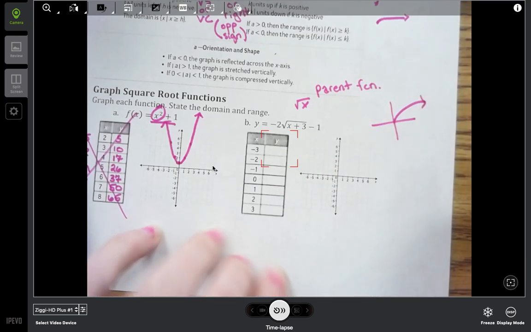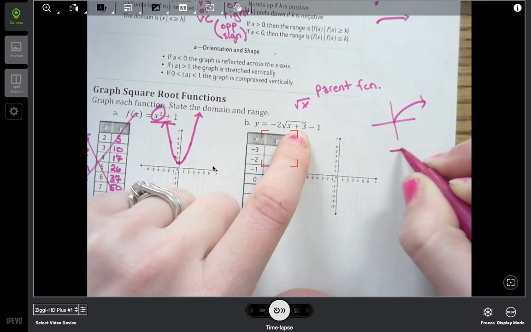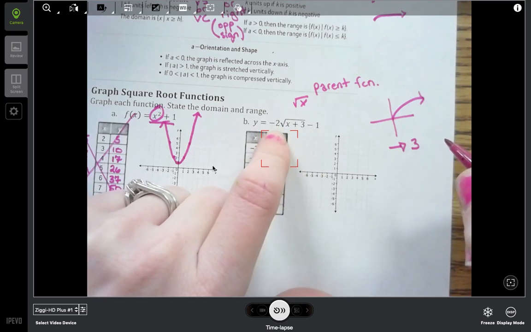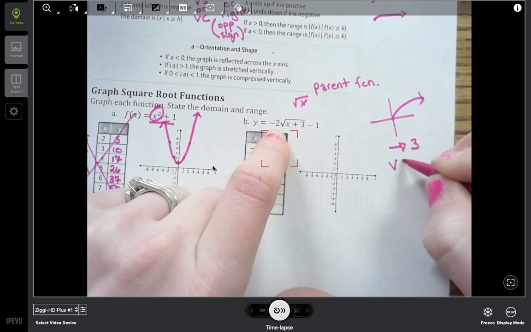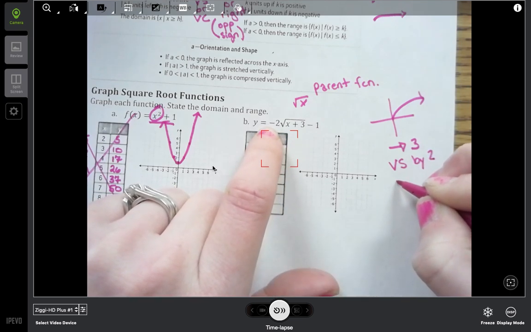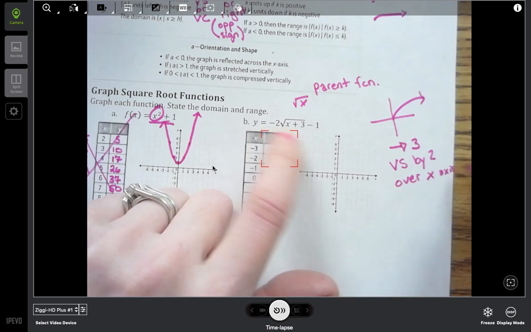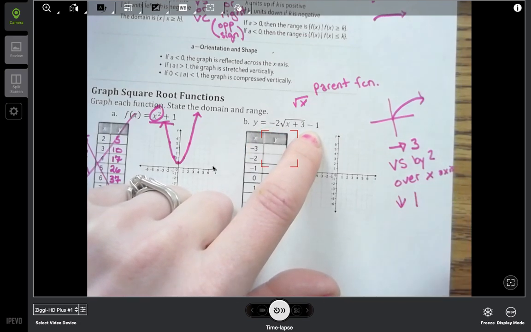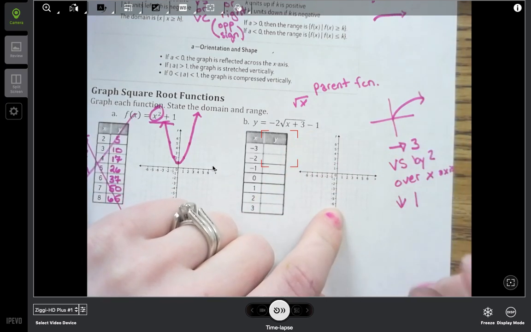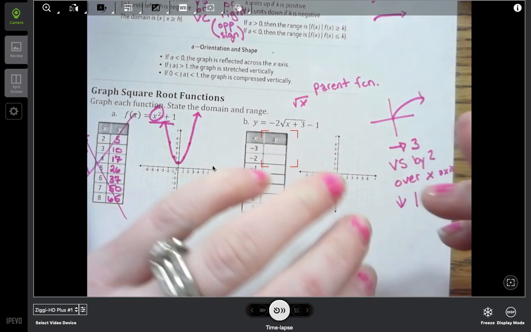All right. The -3, or the +3, excuse me, is going to move it to the left 3. The 2 is going to vertically stretch it by 2. The negative is going to flip it over the x-axis, and then it's going to be down 1. Okay, so I'm going to do a bunch of little dotted lines in here with a bunch of different colors, and then at the end we'll get one really nice, pretty graph.